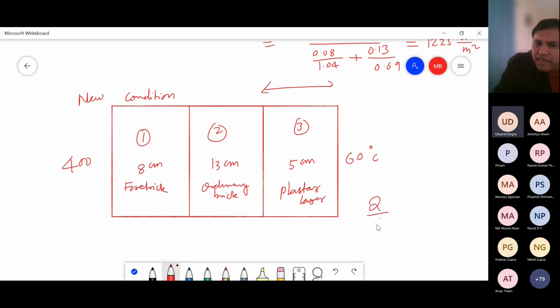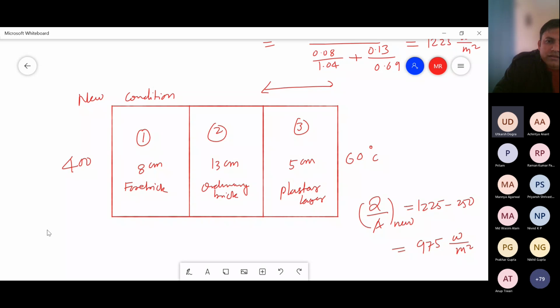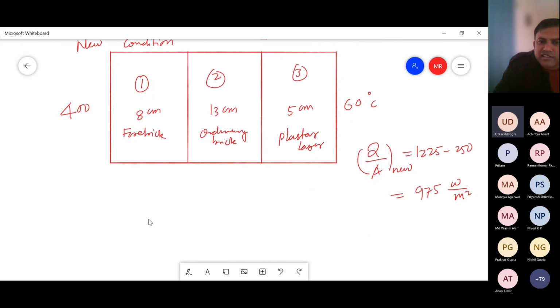And the new Q by A is reduced by 250. So earlier we had 1225 minus 250. How much is this number? 975 watt per meter square. Isn't it? So new Q by A is this. What is the K3? With this change, what is the K3 value that we have to calculate? This is the question.